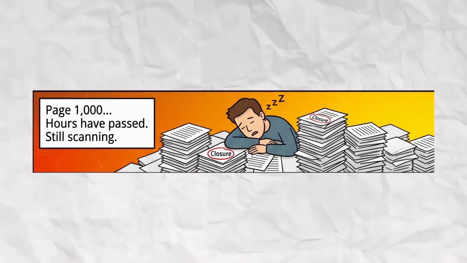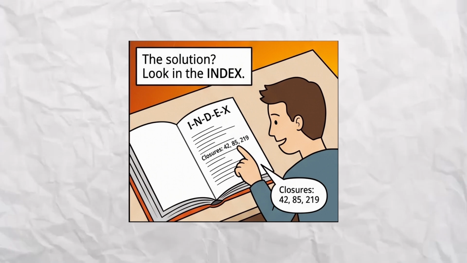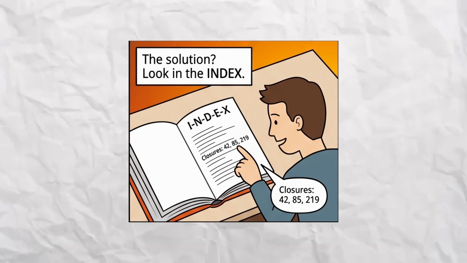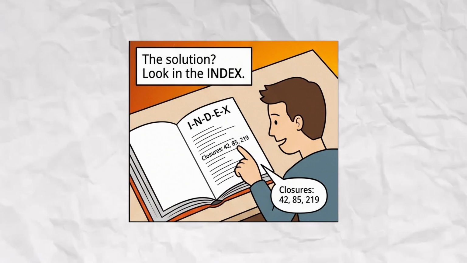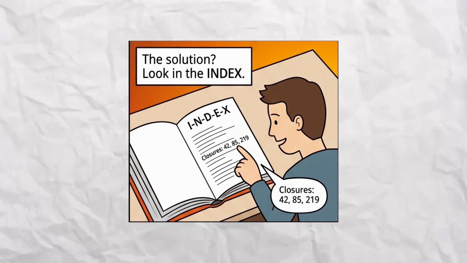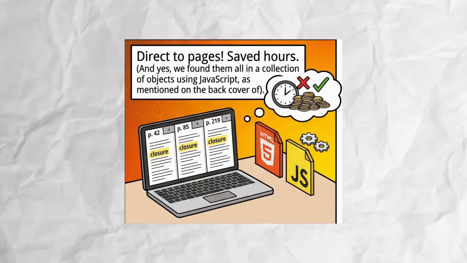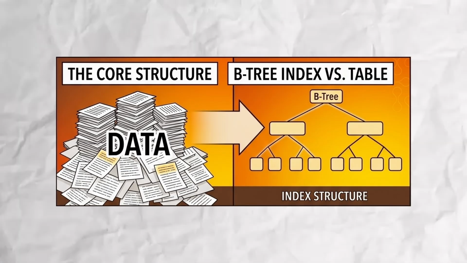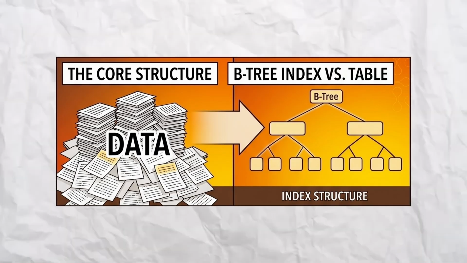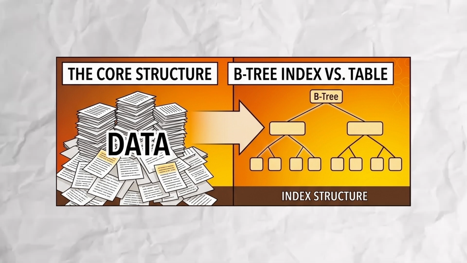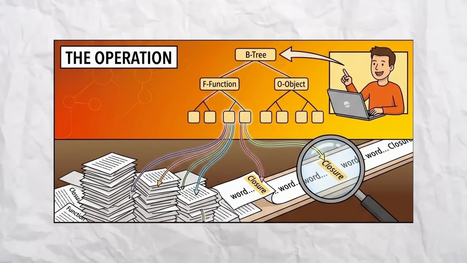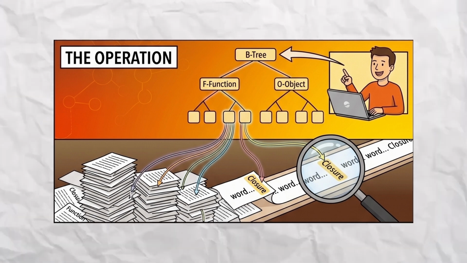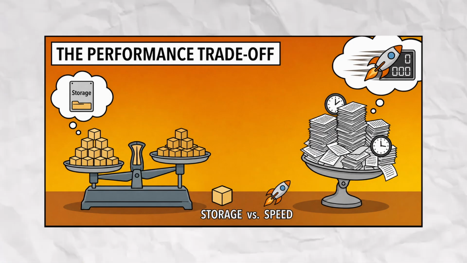But when you have 100 million users, scanning every row just to see if a user exists will instantly crash your database. Now imagine the book has an index at the back. You flip to C, find closure, and it says page 42, 85, and so on. You go directly to those pages, and you save hours. A database index is exactly the same thing. It is a separate, smaller data structure, usually a B-tree, that keeps a specific column sorted with pointers back to the original document. It trades a little bit of storage space for a massive amount of read speed.